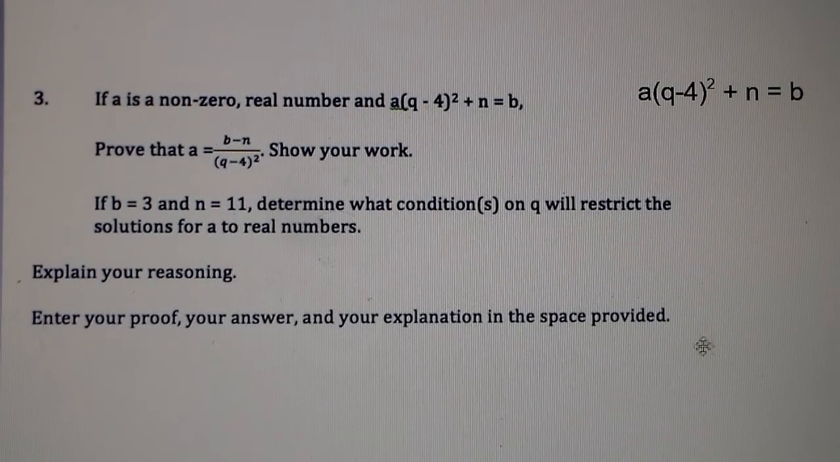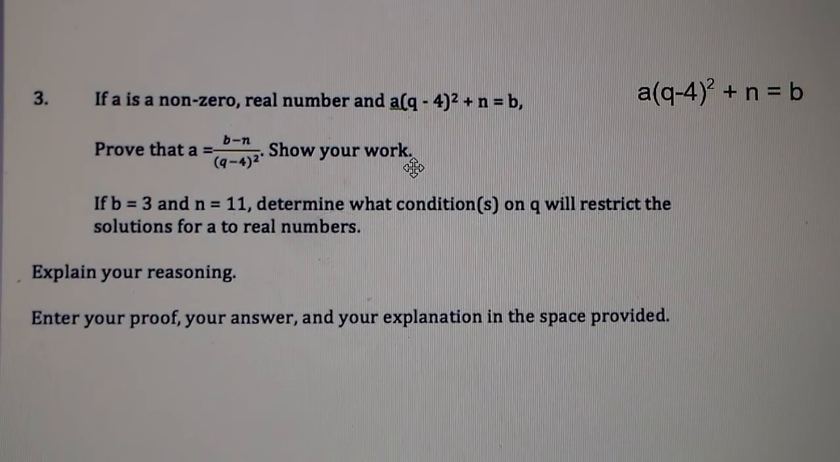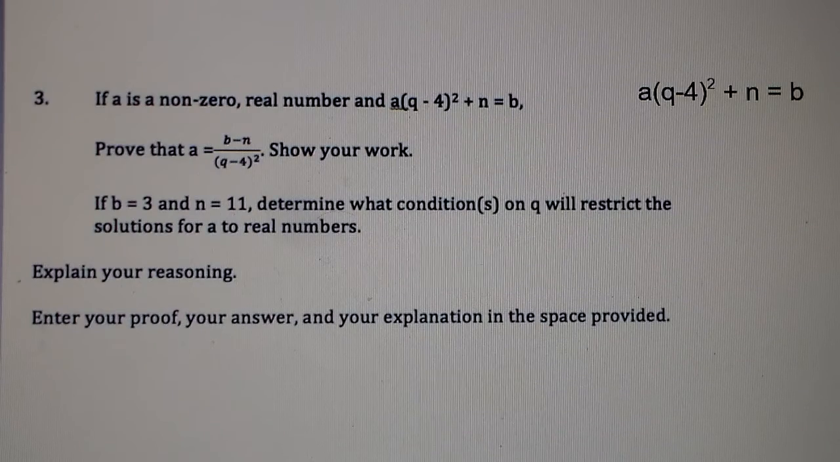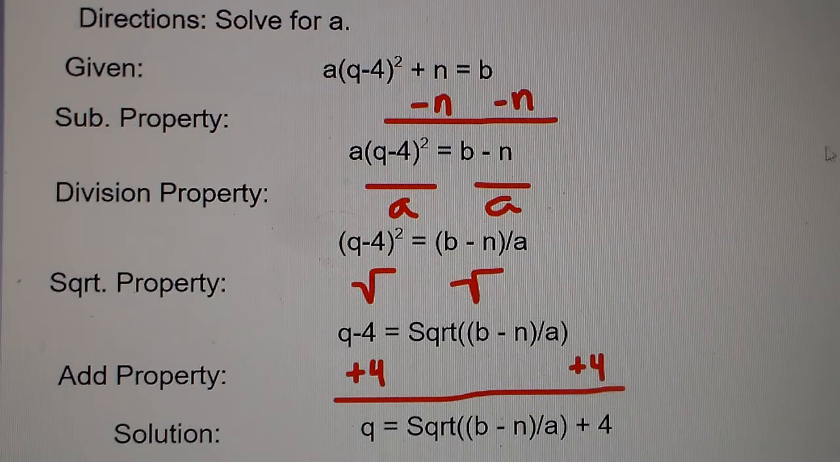Here's another one. If a is a non-zero real number, and you've got that equation, prove that a is equal to this expression. Show all your work. So we plug it in. The directions pretty much say solve for a, and we're going to write the whole proof out. So given a is all this, I subtract n from both sides to get this. Remember, our goal is to get a all by itself.